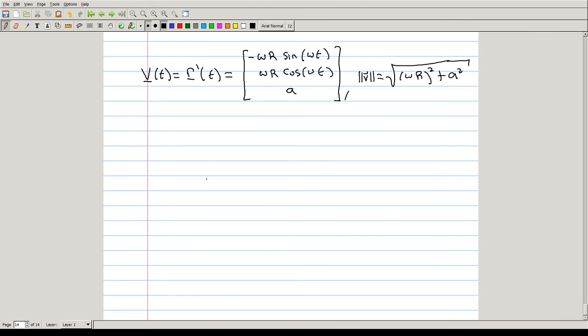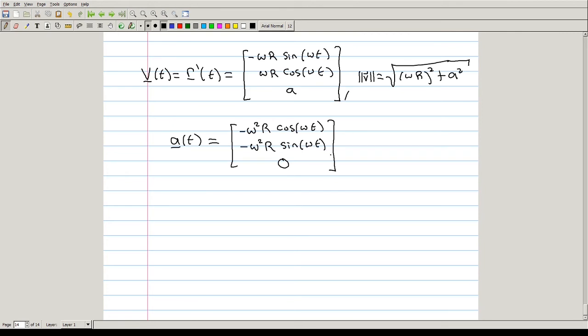And so the last thing that we need to compute using this curvature formula will be the acceleration vector, which will be the derivative of the velocity vector, which is going to be negative omega squared r times cosine of omega t, negative omega squared r times sine of omega t, and then the derivative of the z component is just 0.